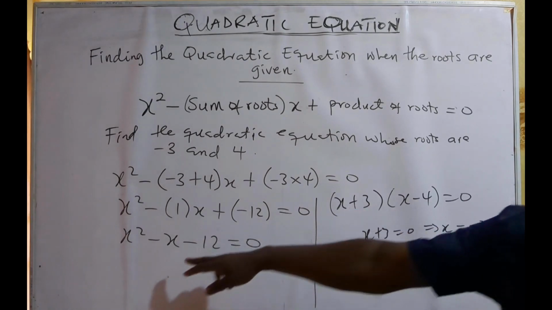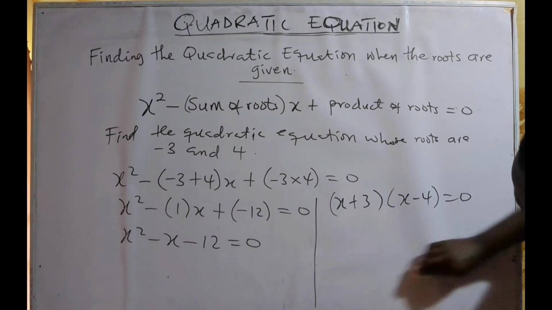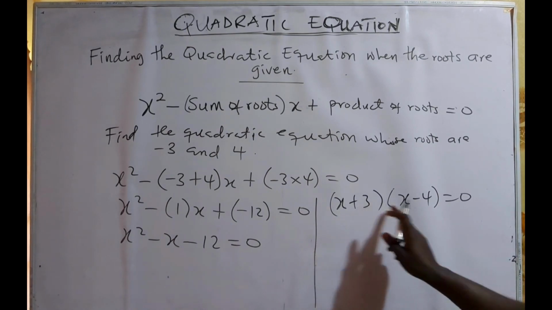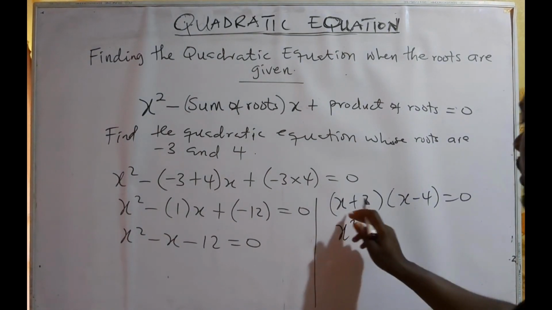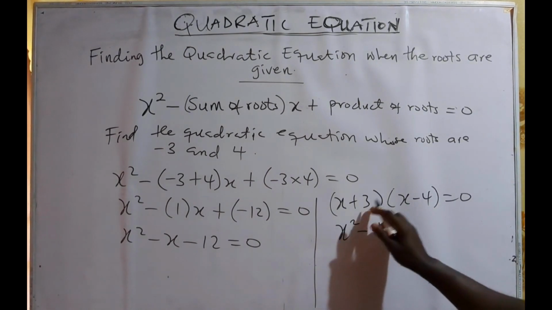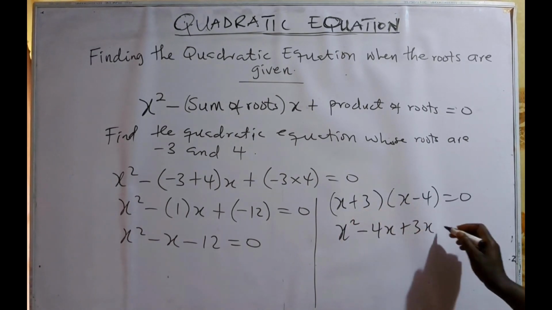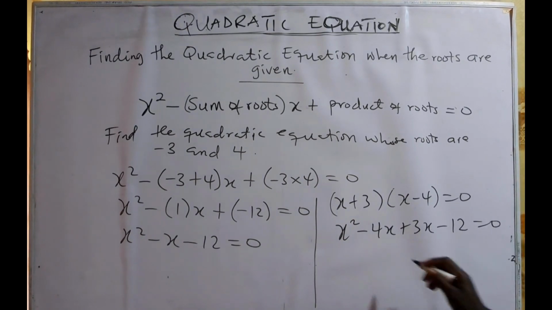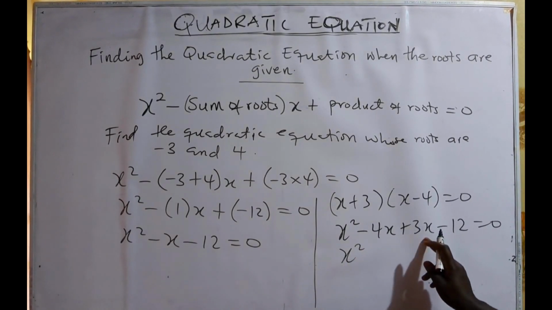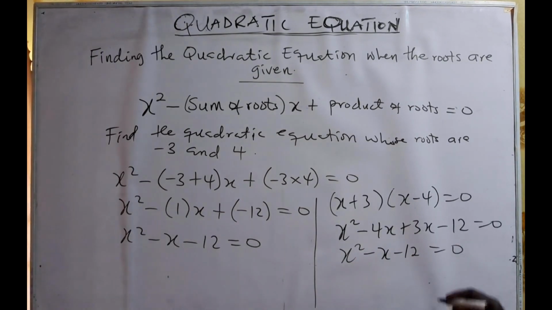So let's expand and see if we get back the same thing here. So x times x will give me x squared. x times minus 4 will give me minus 4x. 3 times x will give me plus 3x. And then 3 times minus 4 will give me minus 12 equal to 0. So I have x squared minus 4x plus 3x, which gives me minus x, minus 12 equal to 0.